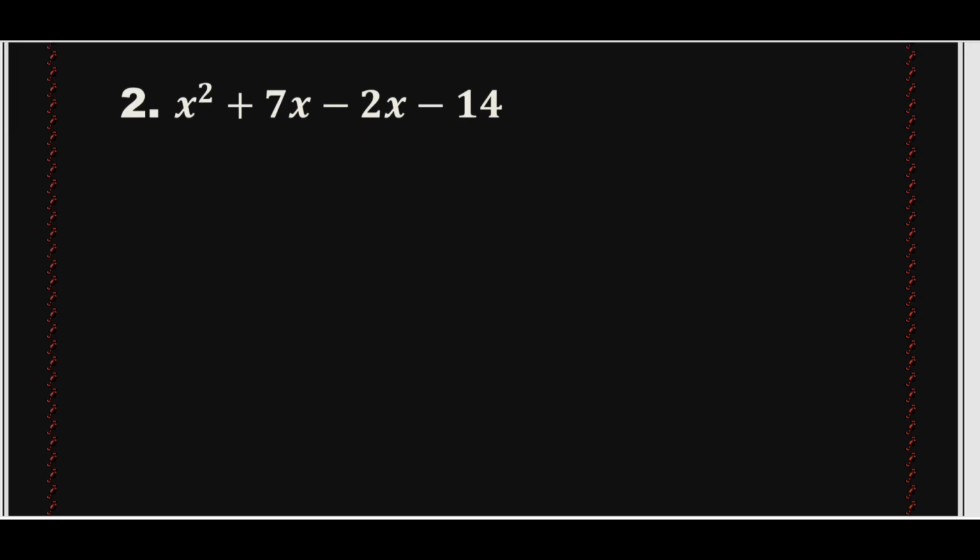Example 2, x squared plus 7x minus 2x minus 14. I said the first step is to group them into pairs and then ask yourself what is common in the first bracket. x squared plus 7x, x is common, so what will remain inside? x plus 7 will remain.